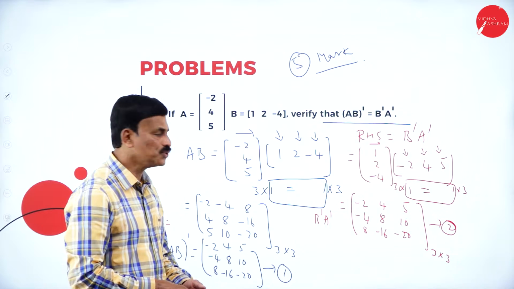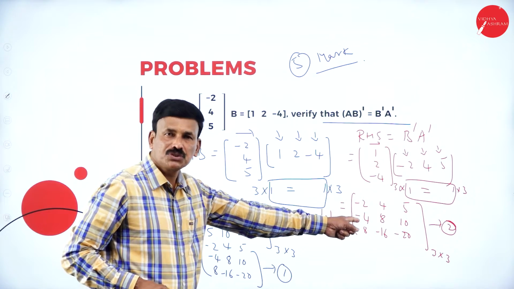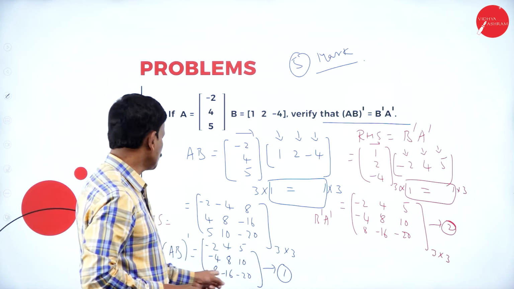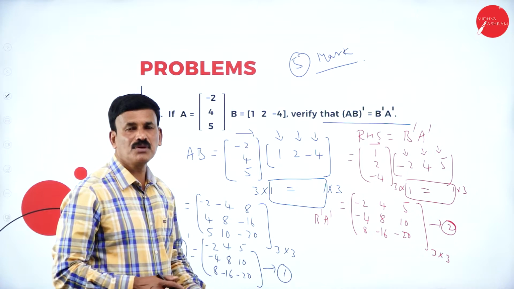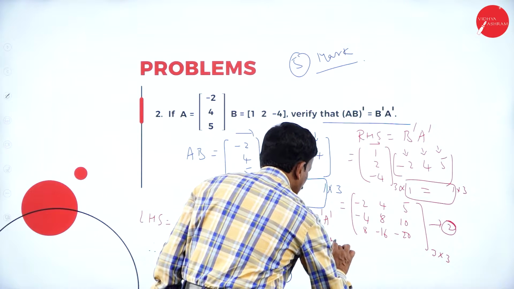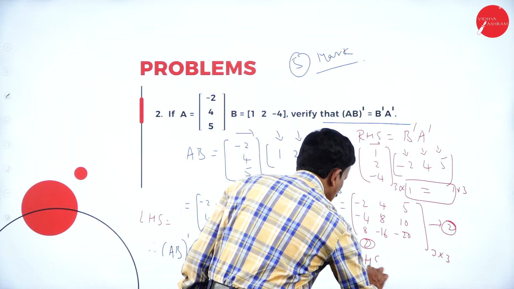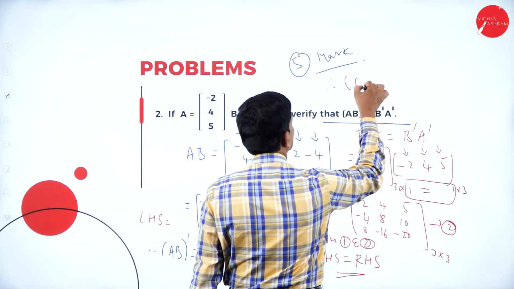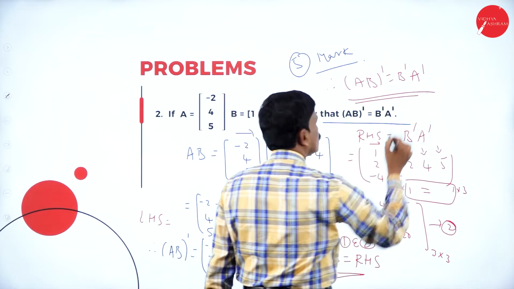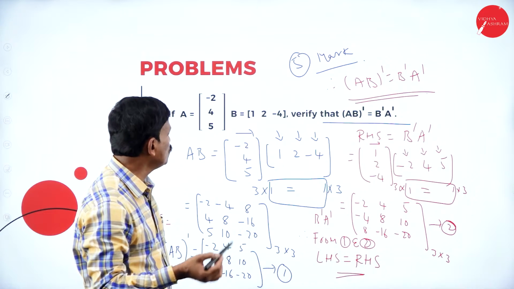See, what are equations 1 and 2? Equation 1 contains minus 4, minus 2, 4 and 5 in the first row. Equation 2 also contains minus 2, 4 and 5 in the first row. Second row: minus 4, 8, 10, minus 4, 8, 10. Third row: 8, minus 16, minus 20. So what do we say from 1 and 2? LHS is equal to RHS. Therefore, AB whole dash is equal to B dash into A dash. This is called the reversal law of transpose. AB whole dash is equal to B dash A dash.